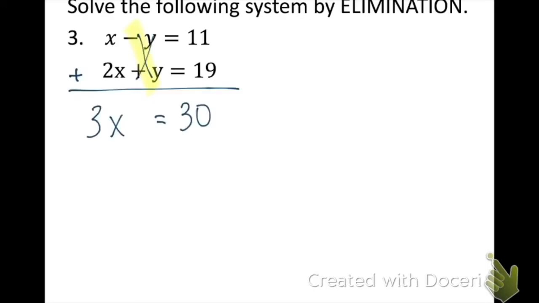When I add my x and my 2x, I get 3x. And when I add the 11 and the 19, I get 30. Make sure you bring your equals down and notice that our y variables canceled out. Okay, if I finish solving this for x, I'm going to get x equals 10.